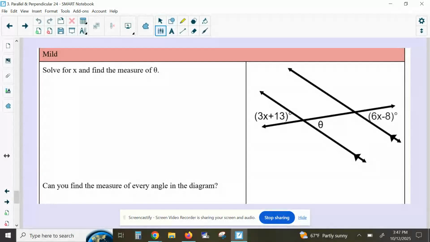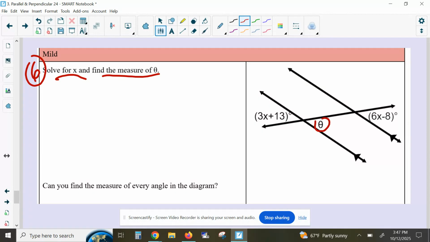Okay, this is number 6. So we want to solve for x and find the measure of theta. So theta is right here, and we have some information about x. So let's stop and look at this relationship. There are some things we do know about this picture.